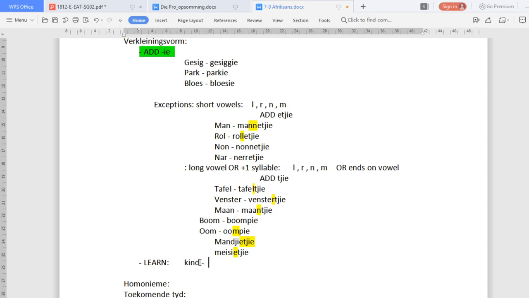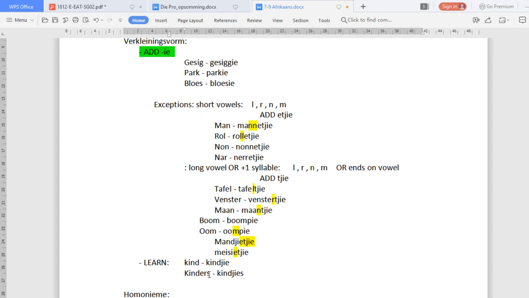Kind becomes kindjie. But now what if we've got kinders? What does that become? Because now we've got a meervoud, a plural that is becoming a diminutive. So we go back to the kind. Kinders is kind. Okay? Now we put it in the diminutive and we put it back into plural.